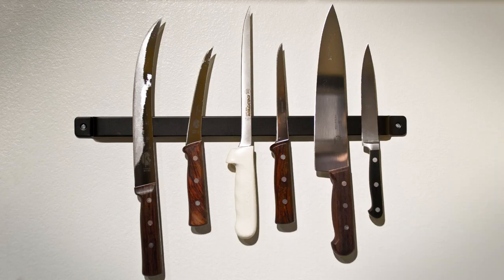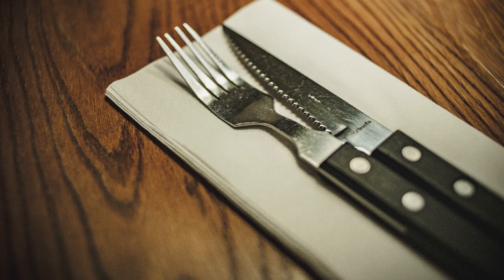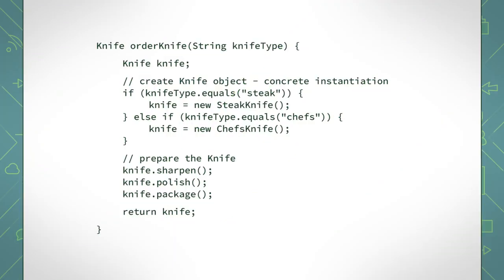Imagine that your software implements an online store, and that you want to create objects to sell in that store. Let's use a knife store, for example. There are many different types of knives, but let's start with steak knives and chef's knives. You have a superclass, Knife, with subclasses SteakKnife and ChefsKnife. You write a method to order a knife, which will first create one of these knife objects and then prepare it for shipment. Let's say that the preparations it performs on the knife are sharpen, polish, and package. Your method looks like this.